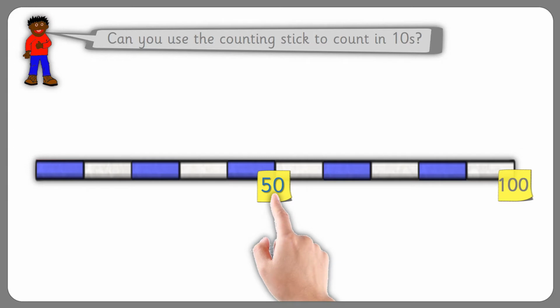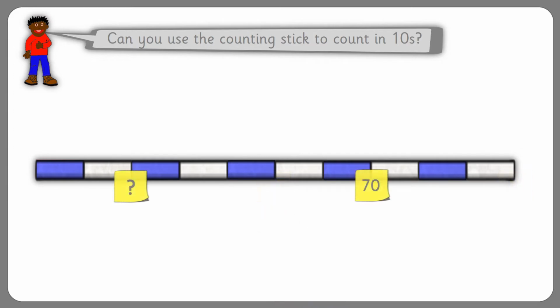Okay, ready for one last time? So this time I've got 70 on my counting stick. What's the mystery number? Okay, here we go. Let's work it out together. So, starting at 70, 60, 50, 40, 30, 20 was the mystery number. Well done if you got it right.